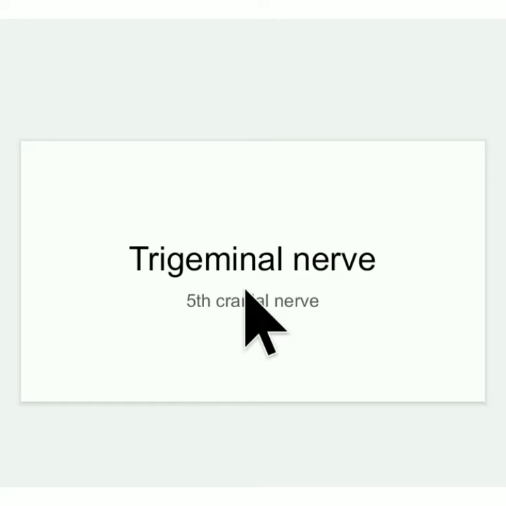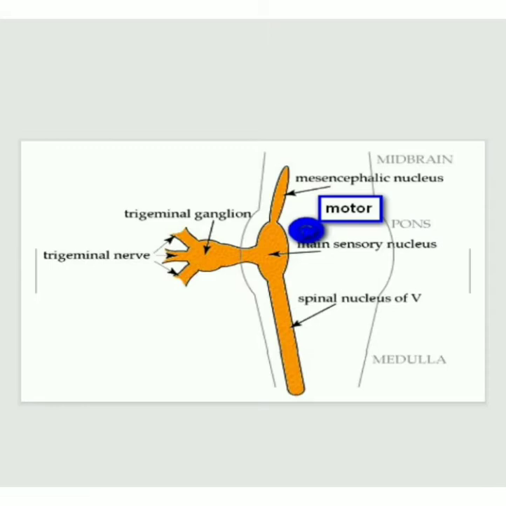Let's look at the trigeminal nerve, which is the fifth cranial nerve. There are 12 pairs of cranial nerves, and out of the 12 pairs, the trigeminal nerve is the fifth cranial nerve. And here is the diagram of the nucleus, which is located in the brainstem.